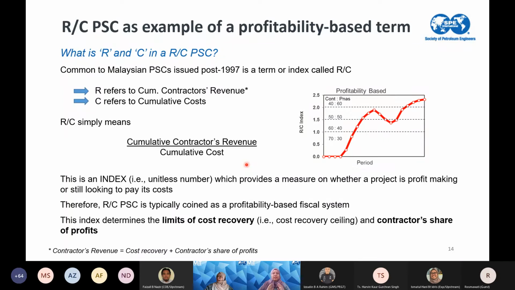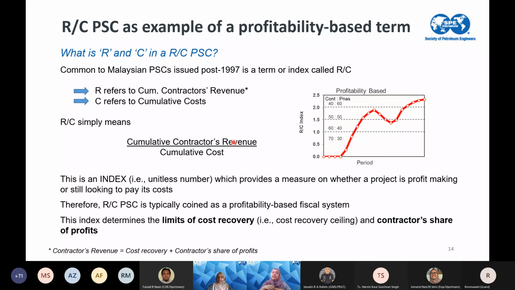R is simply the cumulative contractor revenue. If we recall from a few slides back, what is the contractor's revenue? The contractor's revenue is the cost recovery plus its share of profits. See this at the bottom? Over the cumulative cost. What does this index mean? Let's think about what ROVC equals 1 means. If ROVC equals 1, it means that the contractor has received enough from its share of cost recovery and profit to cover all the costs it has spent to date.